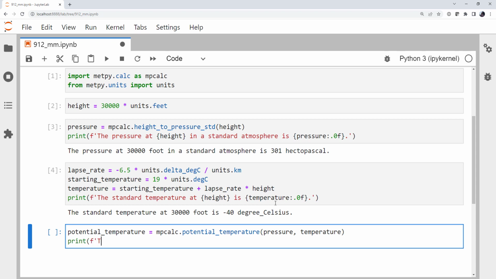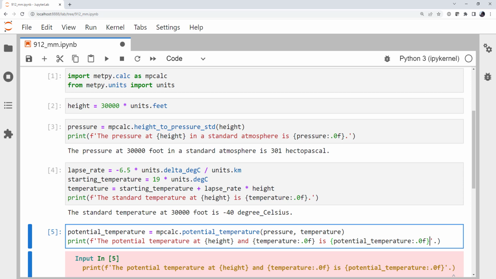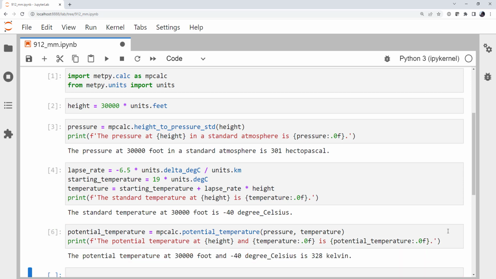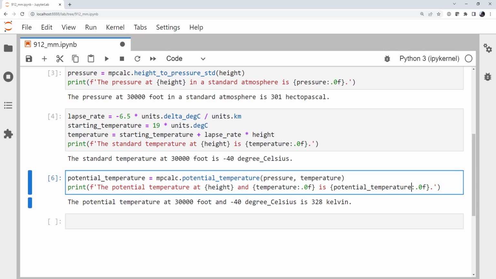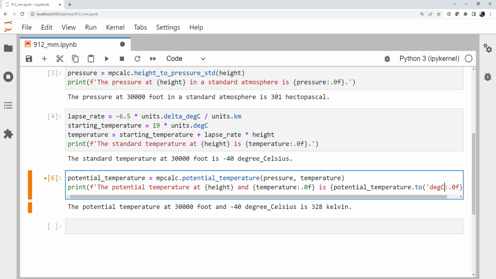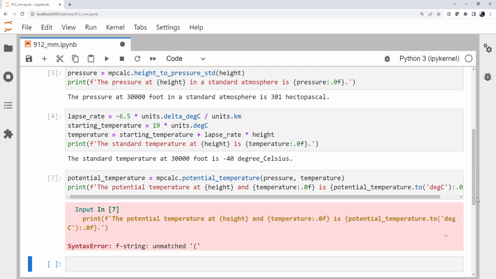Okay, the potential temperature at height and our temperature is potential temperature, and looks like we have a period misplaced there. All right. 328 Kelvin. That's great, but I would prefer it to be in the same units. So we'll go with Celsius.